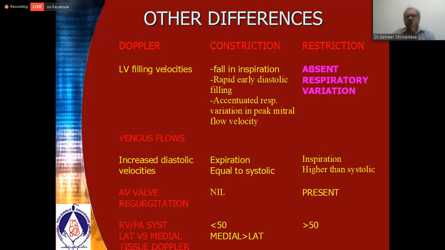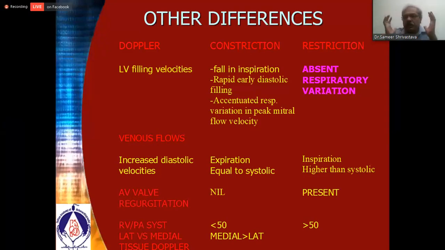Now, what happens in constrictive pericarditis is that when the heart is relaxing, there is a sudden caging. This sudden caging occurs because of a thickened pericardium. So where is the caging? Anteriorly, there is pericardium, it cages. Laterally, there is pericardium, it cages. Inferiorly, there is a pericardium which cages. Posteriorly, there is pericardium which cages. The only place where the pericardium cannot cage is the interventricular septum. So this interventricular septum starts bouncing. So you see a septal bounce.